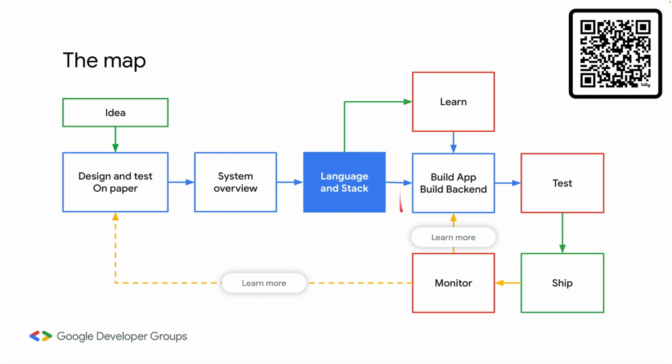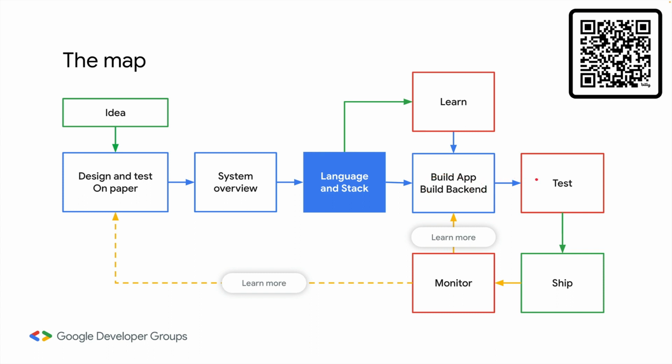Then you get to this blue block, which is where you build the app and you build the backend together. Once you've got something working, this doesn't have to be complete, you can test it. At that point, you could potentially ship it already, but you could probably test it and loop back and change and fix and make your app as good as possible.